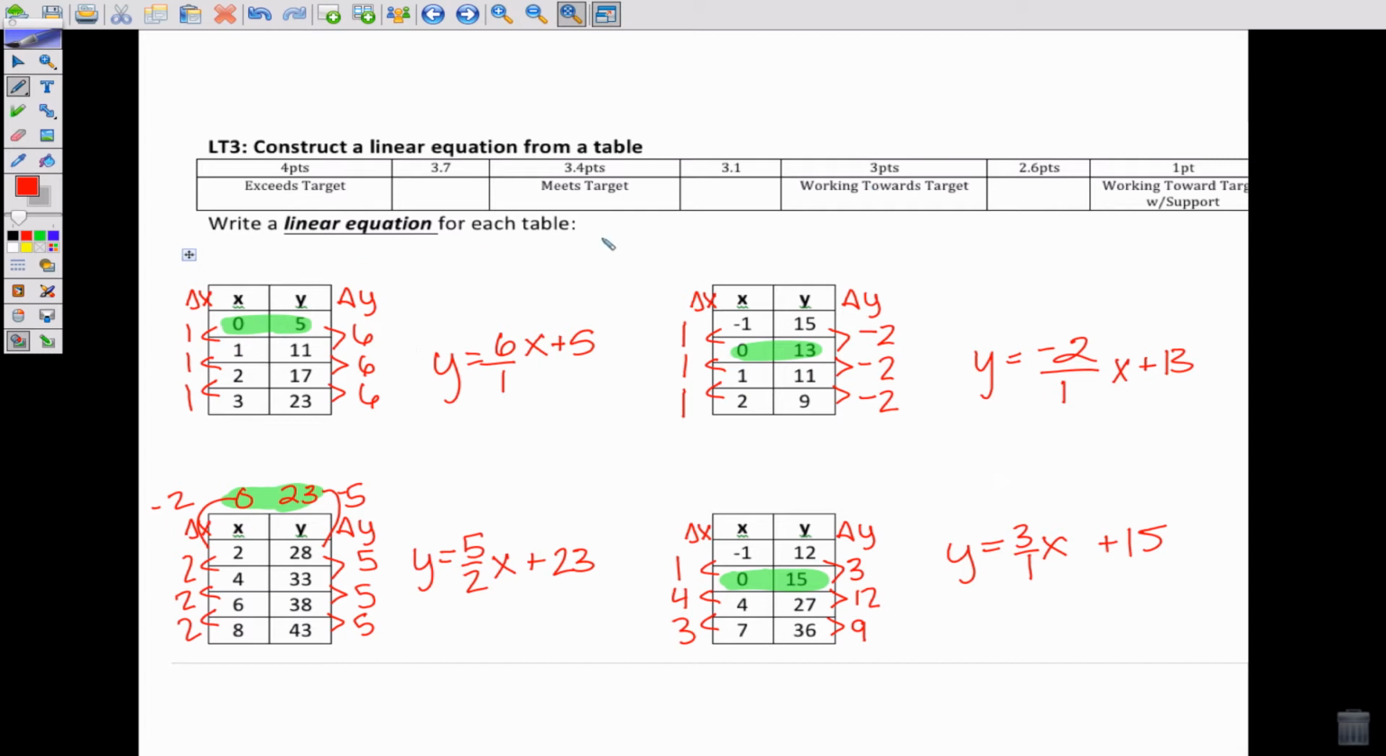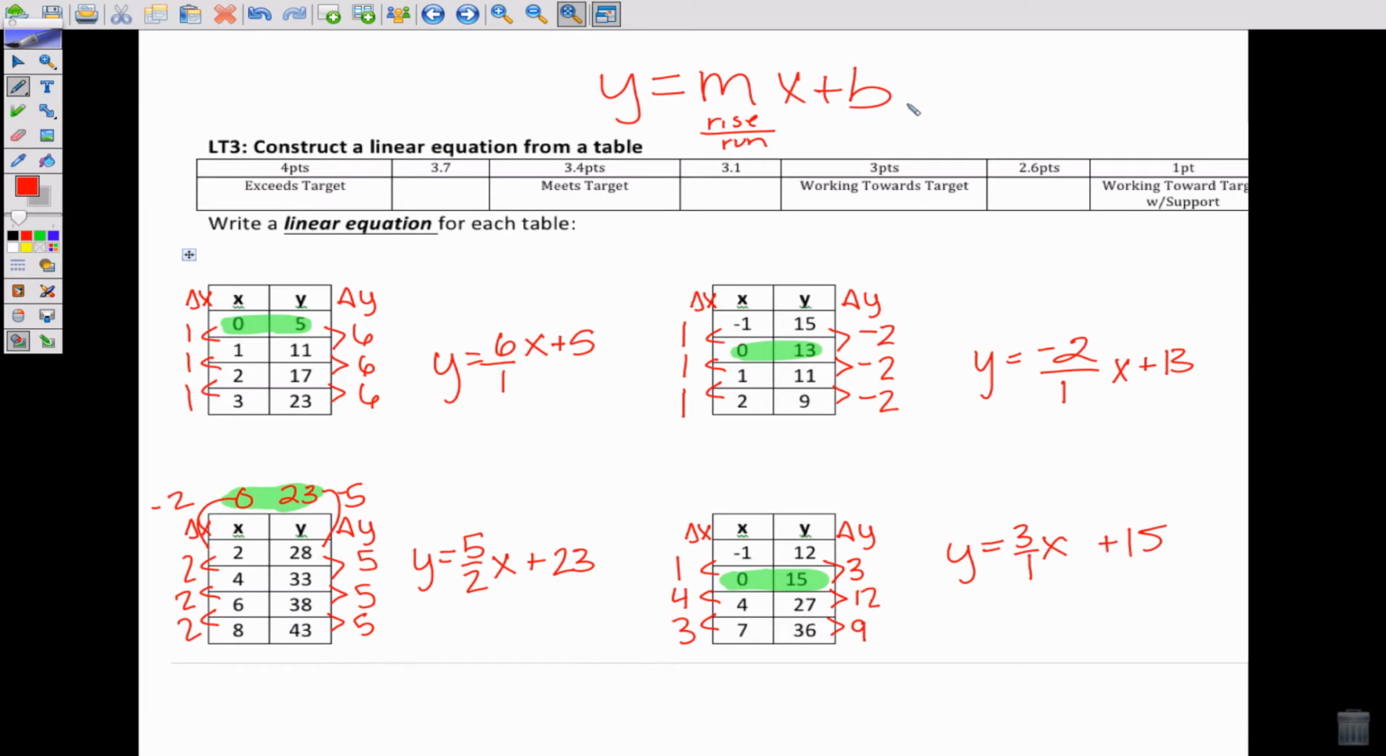Remember, we need our y equals mx plus b, where m is our slope and it's also our rise over our run. So our rise over run is the change in y over change in x. So here we have 6 over 1, negative 2 over 1, 5 over 2. And then here we have 3 over 1, 4 over 12, or 12 over 4, and 9 over 3, which all reduce down to 3 over 1.